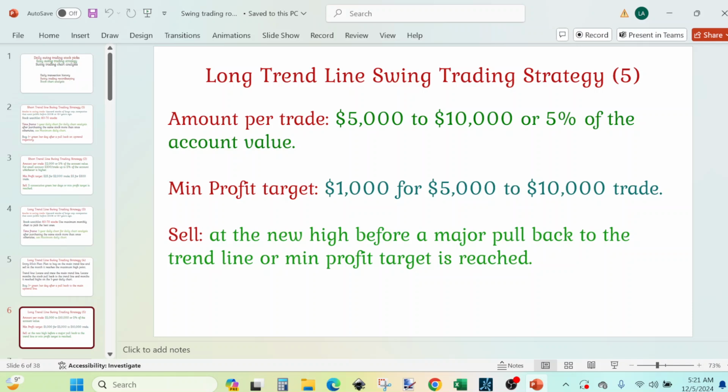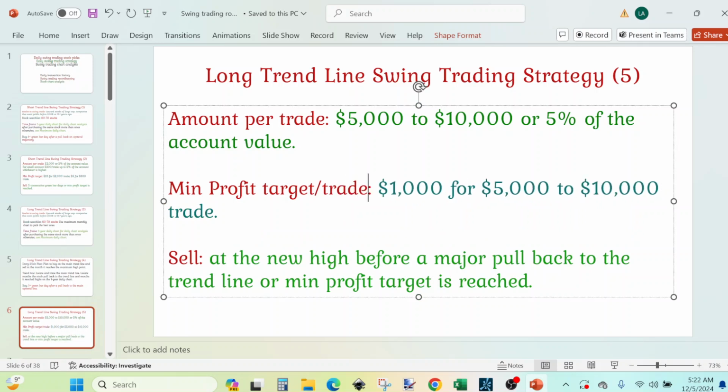Here is like per trade, but the minimum profit targets is kind of vague here. Minimum profit target per trade, not per share, for $5,000 or $10,000. Well, here, yeah, minimum profit target. In fact, even the $25 one there, it was per trade, not per share. So we are still going to keep it like this for now, but minimum profit target per trade, not per share, is $1,000 for $5,000 or $10,000 trade.